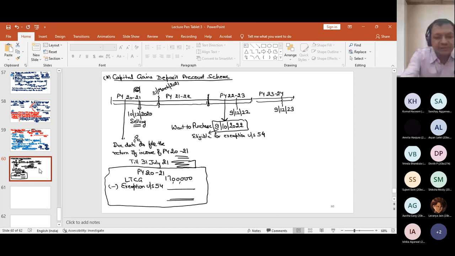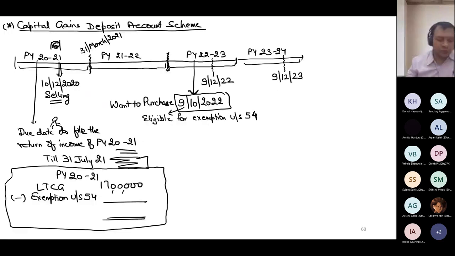The solution is that the government says we are giving you an option of the capital gain deposit account scheme, where the government says that we know the last date is 31st July 21. But if you are not interested in purchasing the house till 31st July 21, no issue. But you show us your intention. You deposit the amount which you think you will invest in coming years till that 2-year or 3-year limit.